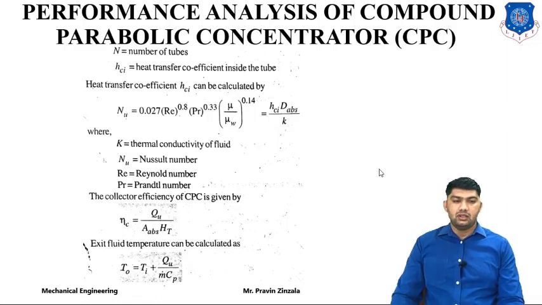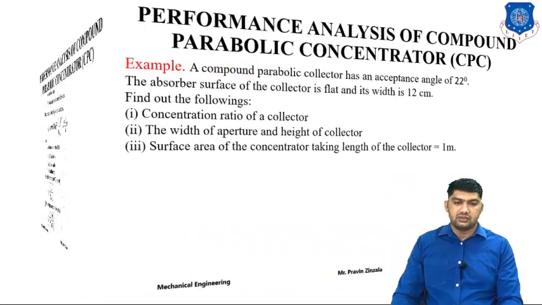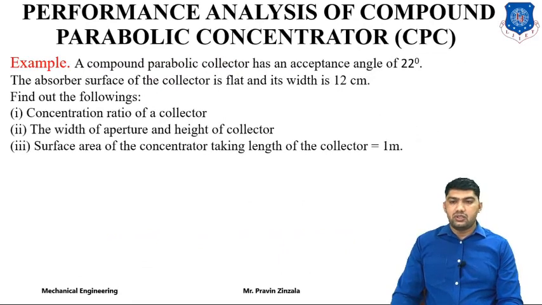So this was about your basic calculations, or we can say the performance analysis of the collector, and the different equations derived in different conditions. So you have to remember all the equations. Now we will discuss an example of a CPC collector. In the given data, a compound parabolic collector has an acceptance angle of 22 degrees. So the acceptance angle is given as 22 degrees.